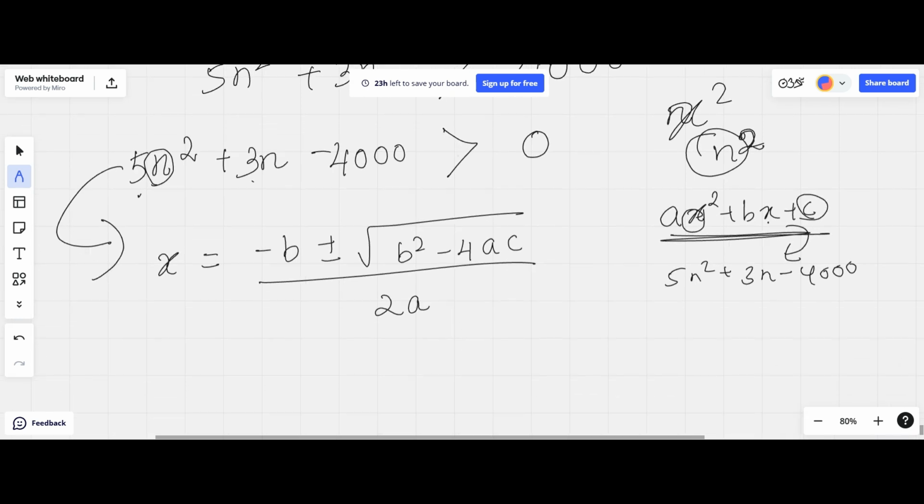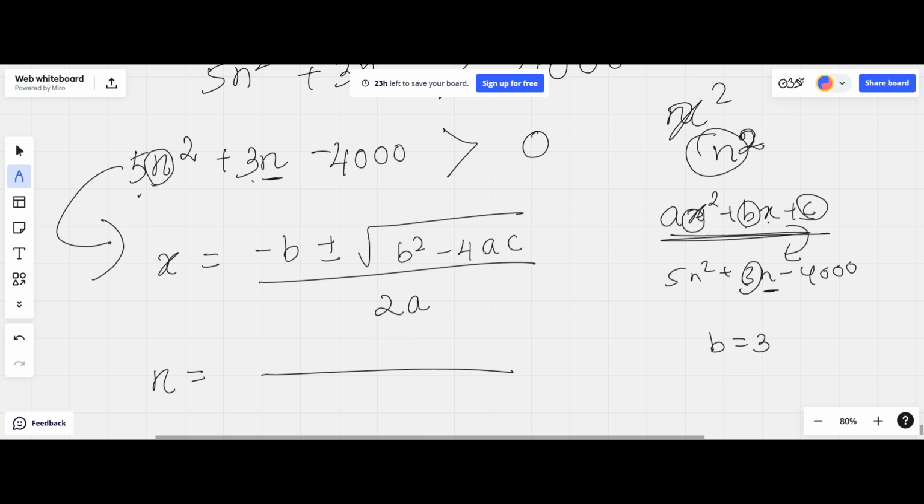Okay, divide by 2a. So here the x is n. Minus b means, you see what is b? The coefficient of x. It means the coefficient of n. What is it? b is equal to 3.